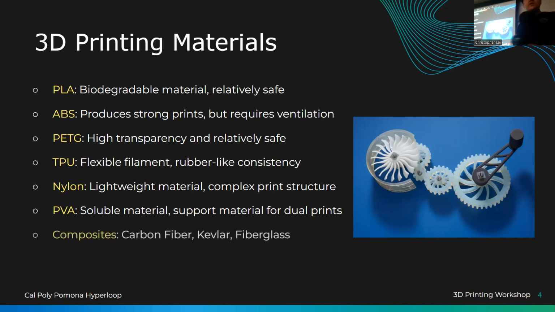And you also have your composites like carbon fiber, Kevlar, and fiberglass, but those are actually really difficult to print. Cal Poly Pomona has a carbon fiber printer. It's like $10,000. They also have a metal printer, which is also $10,000. So as for consumers, I won't touch on these a lot, but they do have special properties that allow for more complex engineering applications.